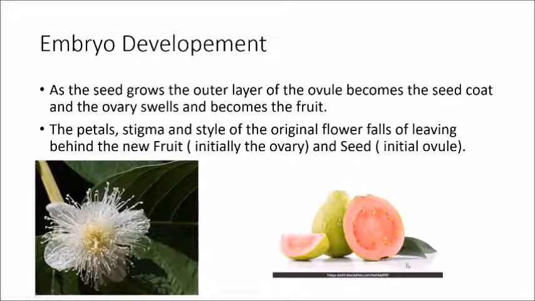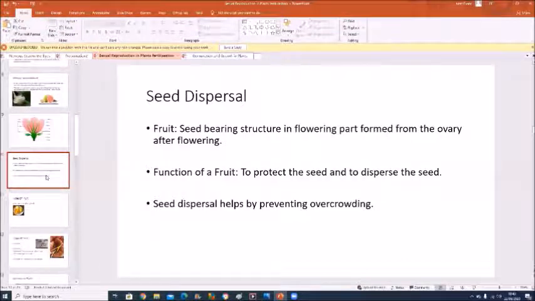Okay, so once again, all these little seeds that you see inside this guava fruit used to be the ovules, and the fleshy part would have been the ovary of the flower. All right, next we're going to talk about seed dispersal.